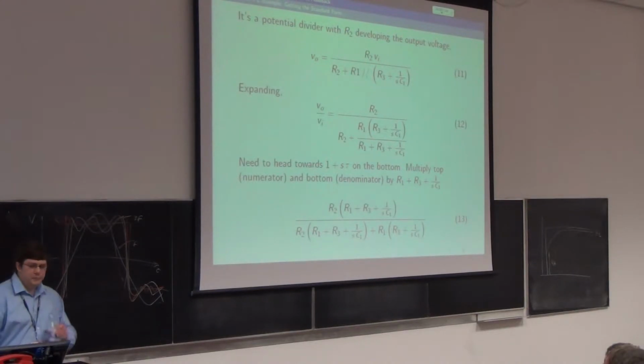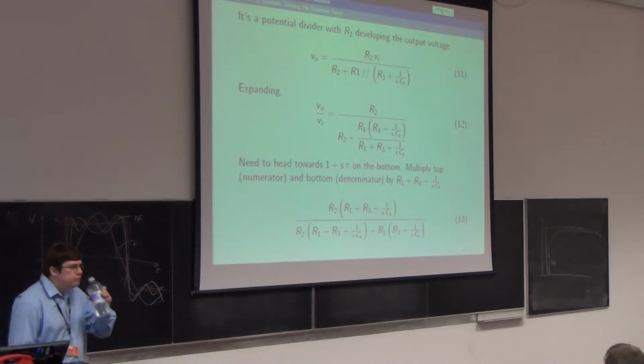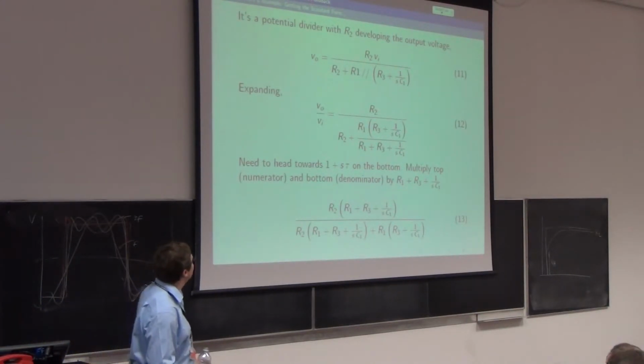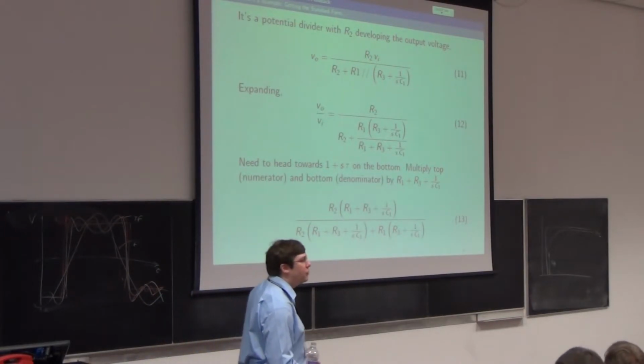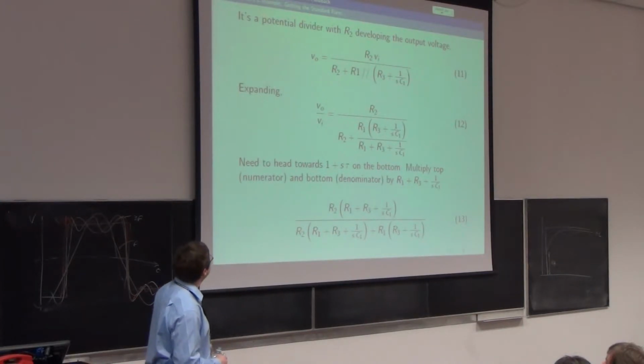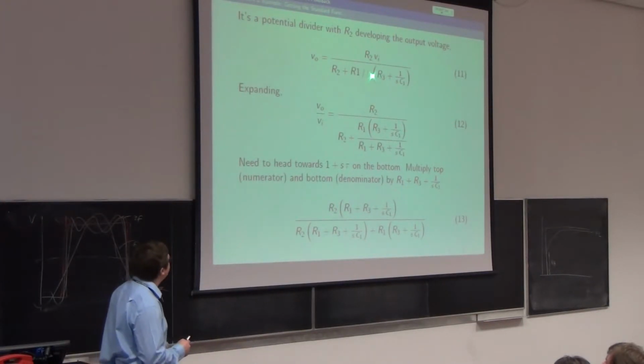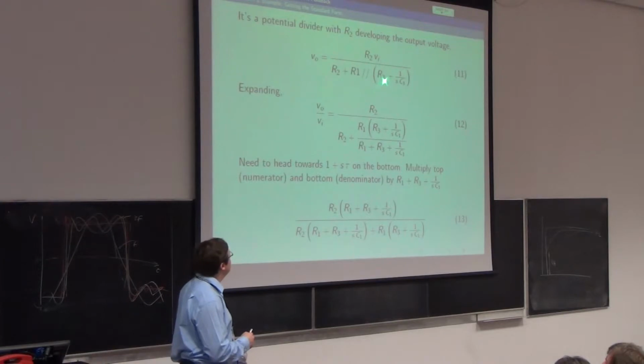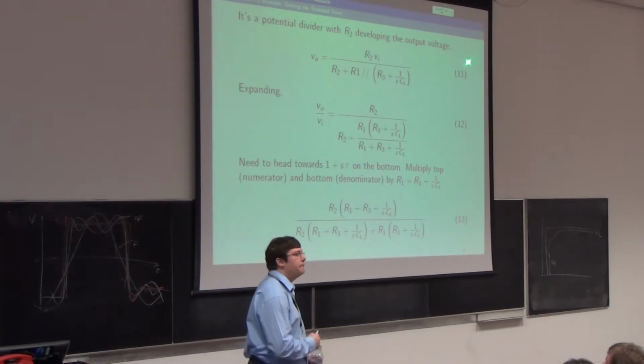It's a good sanity check. So this circuit is a potential divider with R2 developing the output voltage. That's to say, measure the output voltage across R2. So we've got R2 times Vin upon R2 plus R1 parallel R3 plus 1 over SC1. So we write that straight from the circuit. Happy with that?